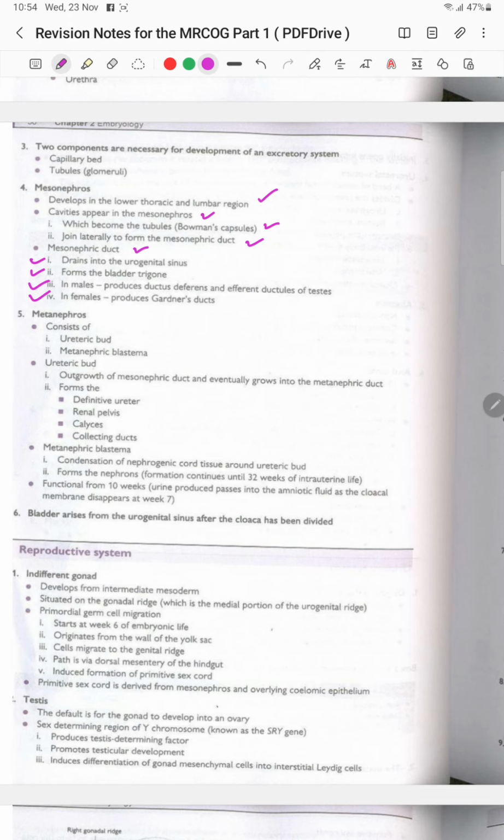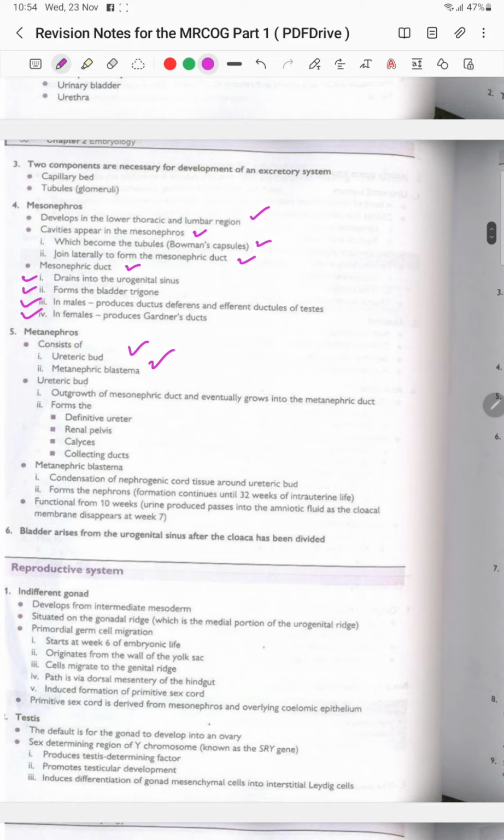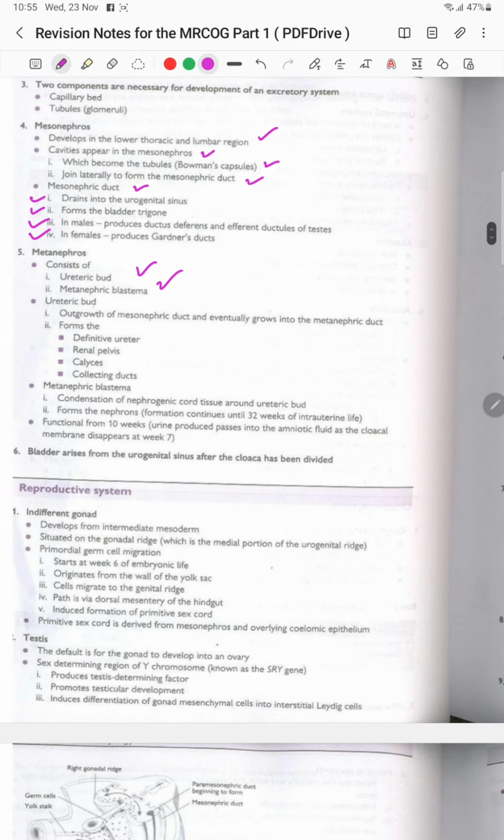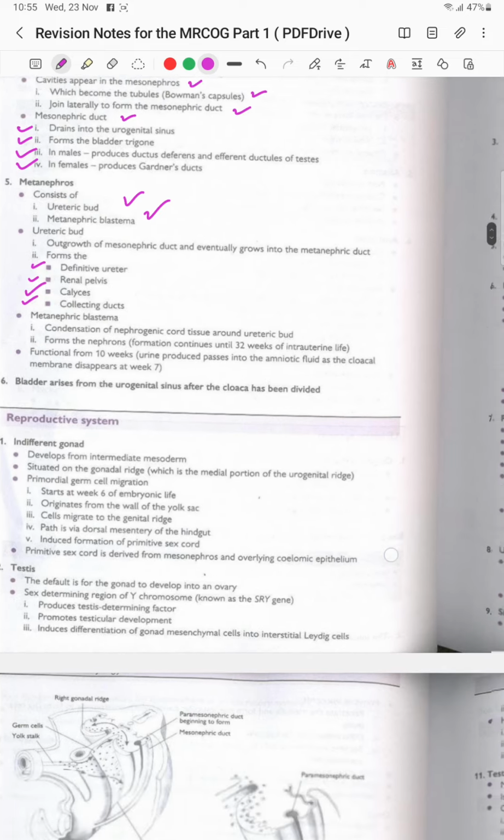The metanephros consists of the ureteric bud and the metanephric blastema. The ureteric bud is the outgrowth of the mesonephric ducts and eventually grows into the metanephric ducts. They form the definitive ureters, the renal pelvis, the calyces and the collecting duct. The metanephric blastema, the condensation of nephrogenic cord tissue around the ureteric bud, forms the nephrons. Formation continues until 32 weeks of intrauterine life and function starts from 10 weeks. The bladder arises from the urogenital sinus after the cloaca has been divided.